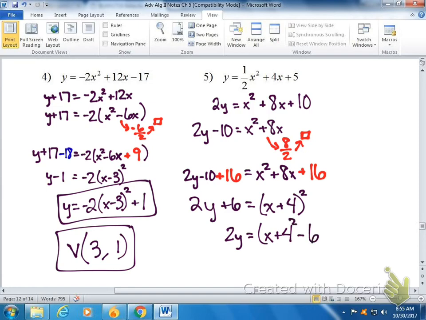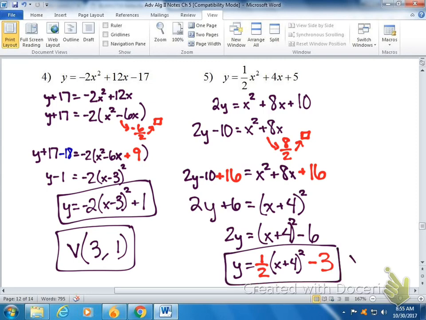But in order to get y by itself, I need to divide everything by 2. Dividing by 2 is the same as multiplying by 1/2. If I multiply this by 1/2, this by 1/2, and this by 1/2, we can get rid of this coefficient. When we multiply that binomial squared by 1/2, we leave it as a coefficient, as a factor. When we multiply negative 6 by 1/2, we get negative 3. So there we have it in vertex form, and the vertex is going to be negative 4, negative 3.